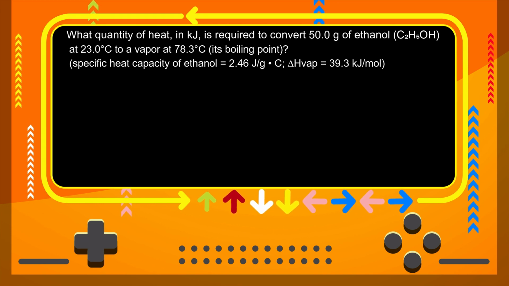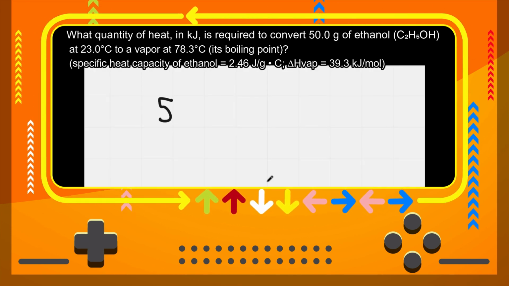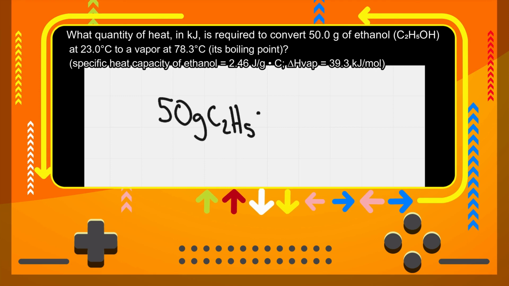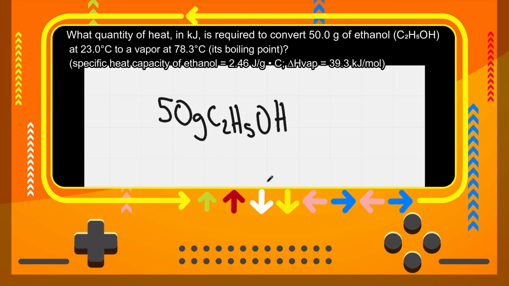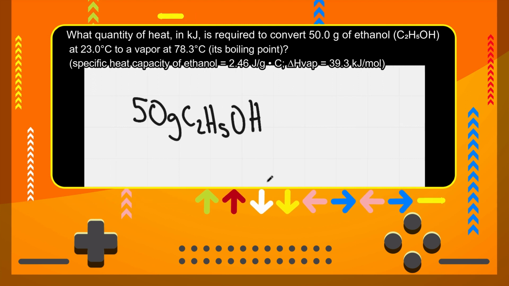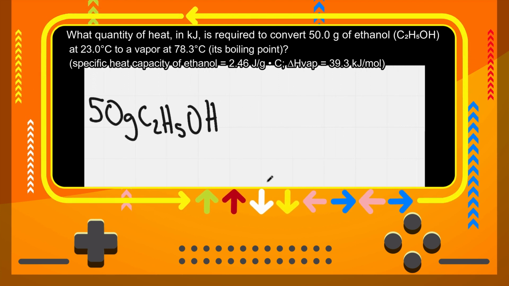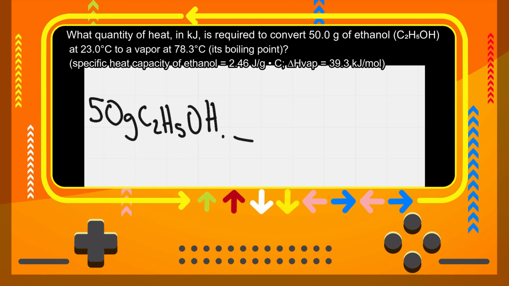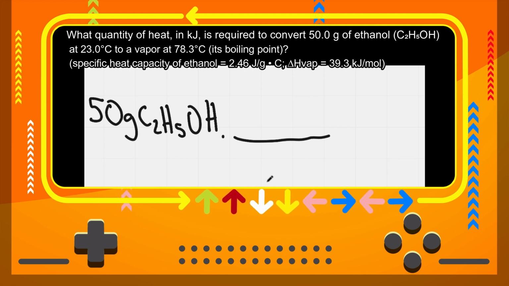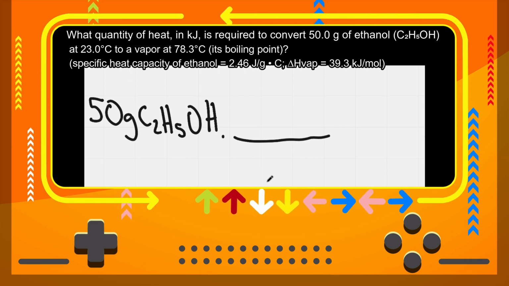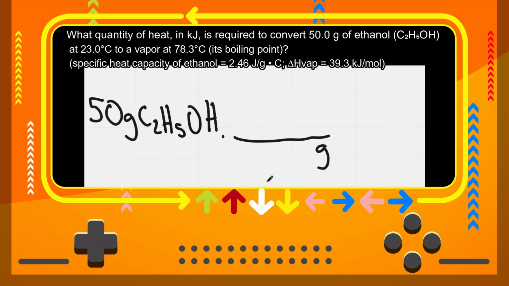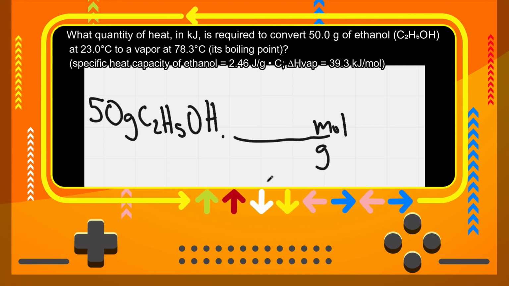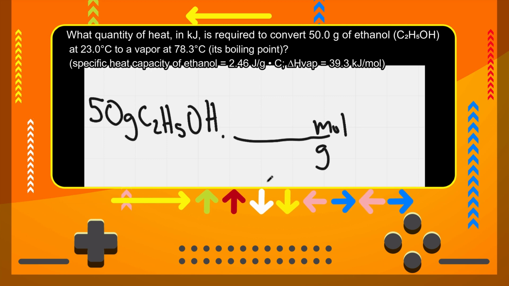So we're going to take our 50 grams of our ethanol, C2H5OH, and we're going to do some basic conversion right now, some dimensional analysis. Of course, in chemistry, dimensional analysis never goes away. We're going to go from grams to moles. As a quick reminder, if you haven't looked at my previous videos, I highly recommend them. I'll focus on my units first. That's the technique I like to use.